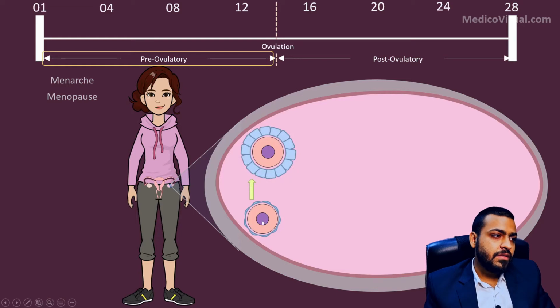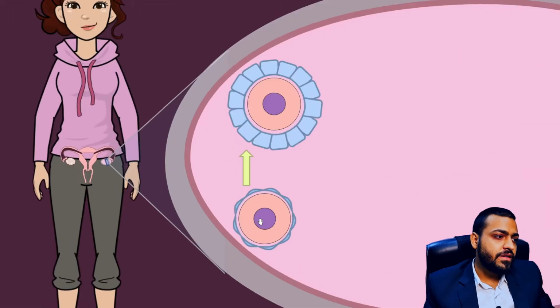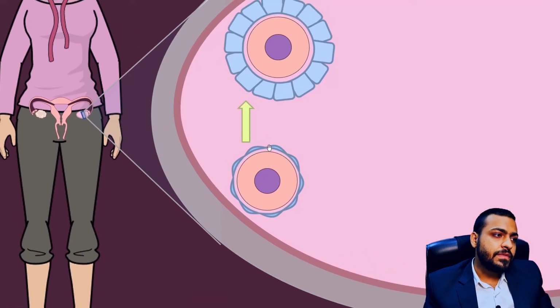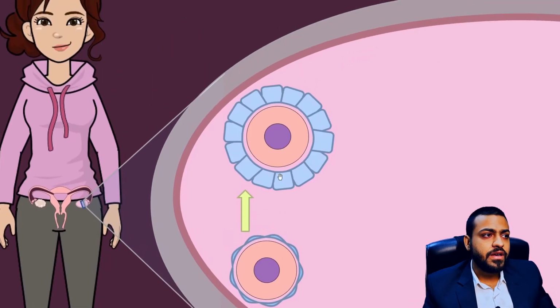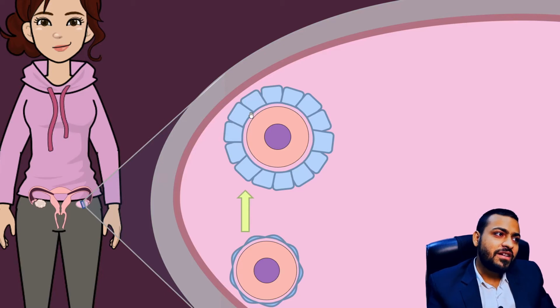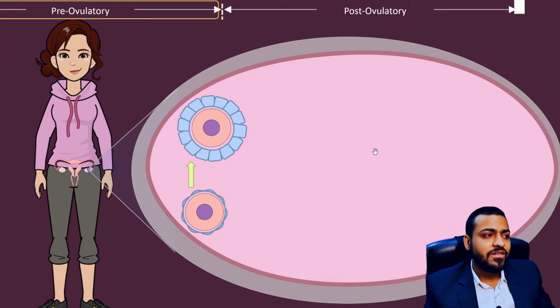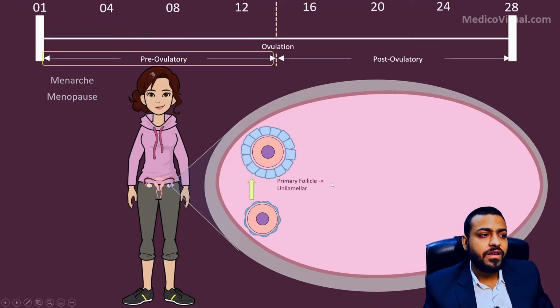So this is a single primordial follicle. What is the first step? The first step is that these flattened or squamous follicular cells grow up a bit, and as they grow in size, they are no more flattened, they become cuboidal. So as the follicle changes from flattened to cuboidal, it is no longer a primordial follicle, it is now called a primary follicle.